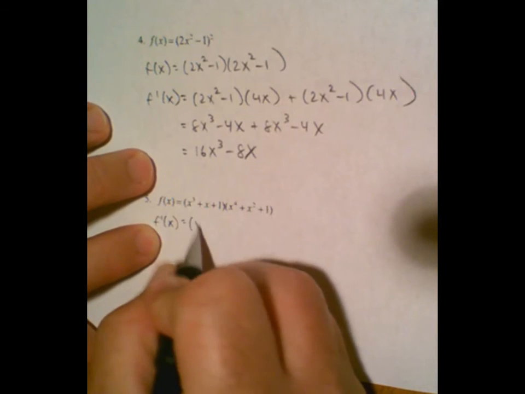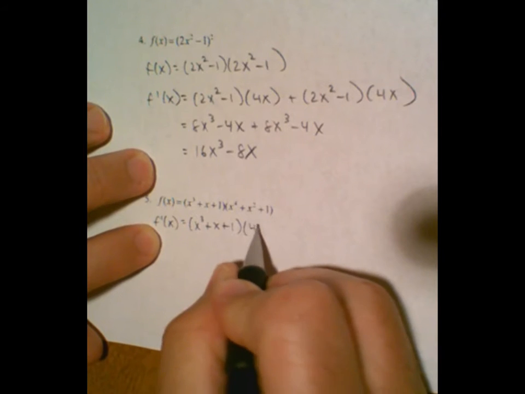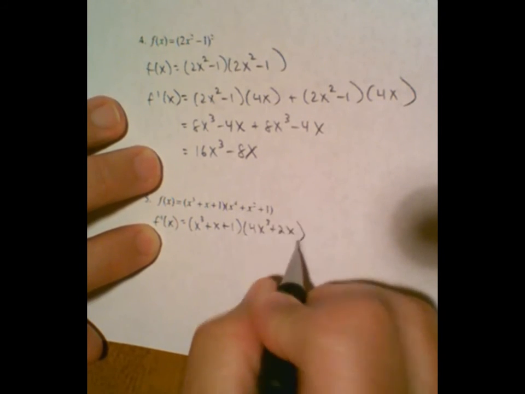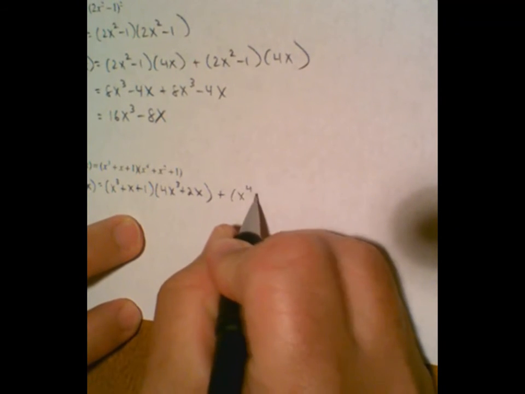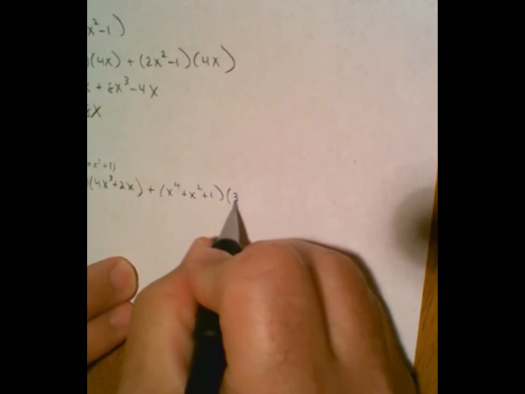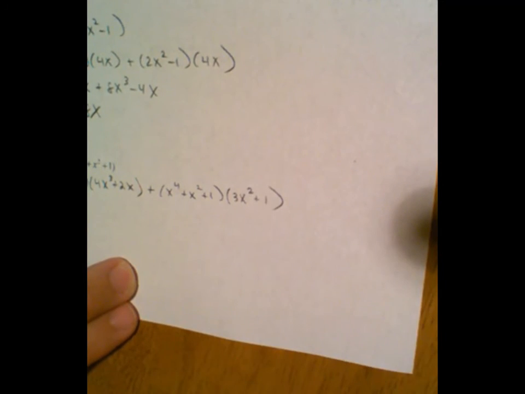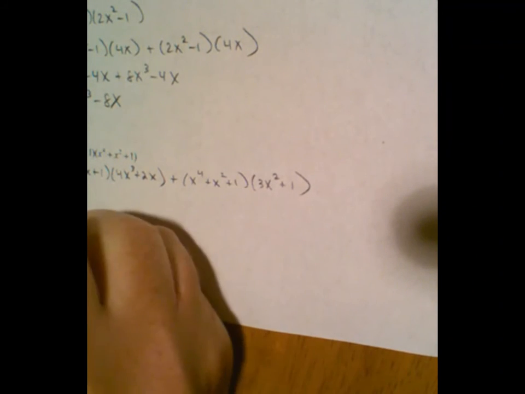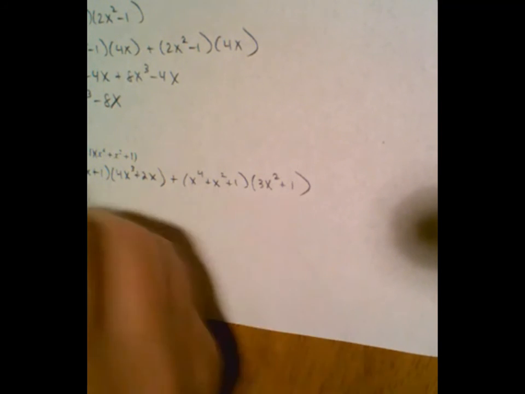The first, x cubed plus x plus 1, times the derivative of the second, which is 4x to the third plus 2x, plus the second, x to the fourth plus x squared plus 1, times the derivative of the first, which is 3x squared plus 1. Now I have to do all the algebra, okay? So I'm going to multiply the x cubed by both, then the x by both, then the 1 by both. I'm going to do the same thing over here.